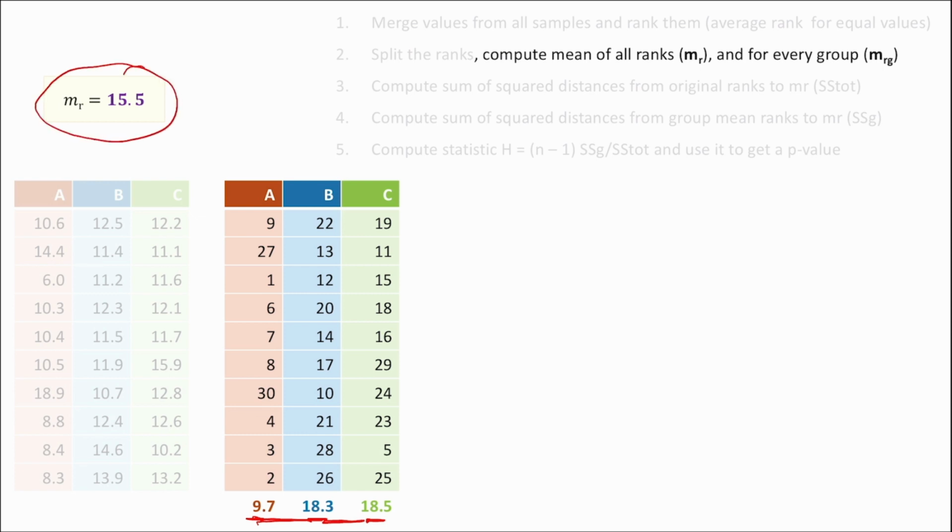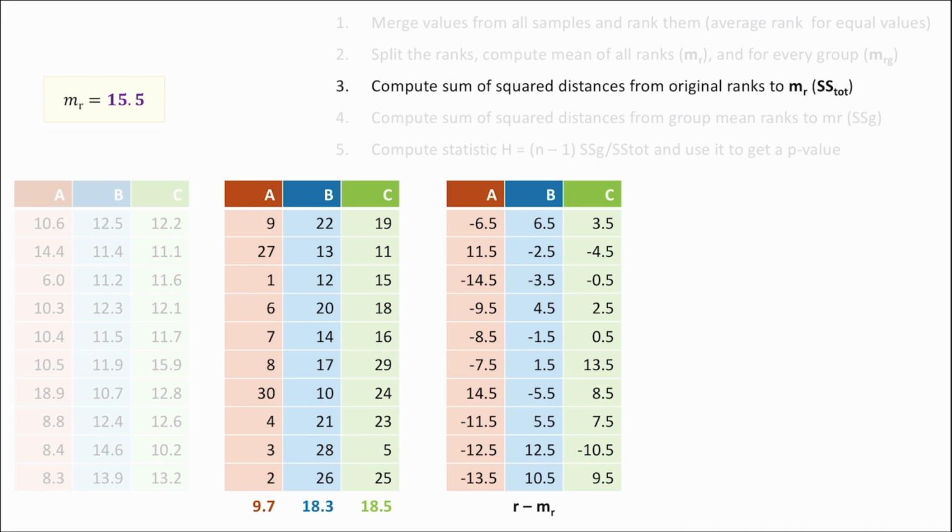Okay. So now we need to compute distances again. Like in ANOVA, we compute distances and sum of squared distances, the same procedure here. First, we compute distances between the original ranks and the global mean, right? So for example, why is it minus 6.5? It's 9 minus 15.5. It will be minus 6.5. Why is this one 2.5? It's 18 minus 15.5. It's 2.5. So it's simply the distances of all these ranks from the global mean.